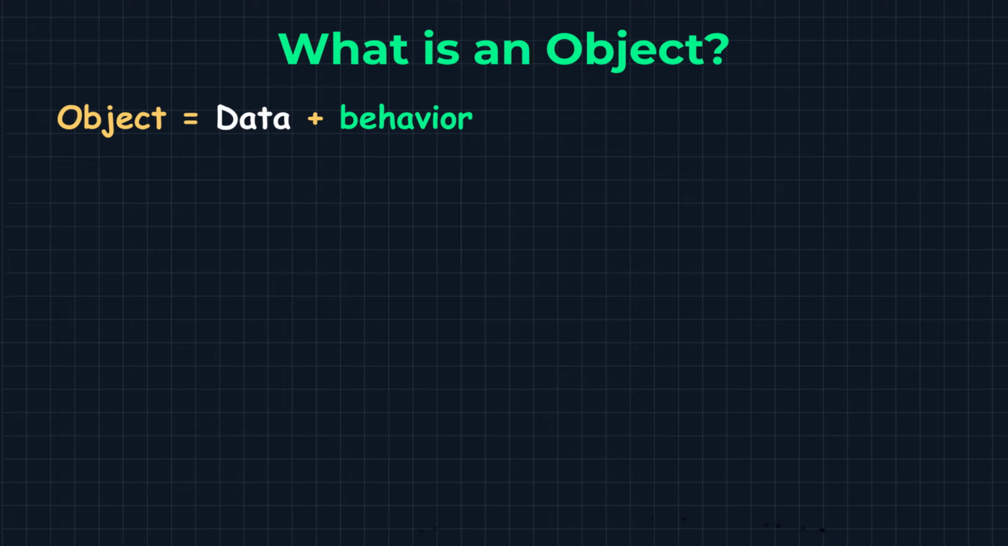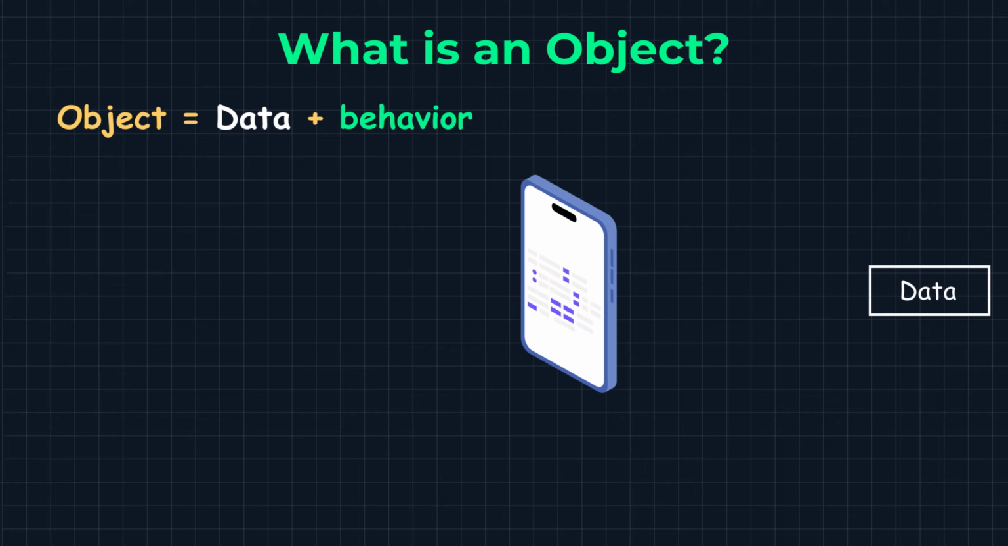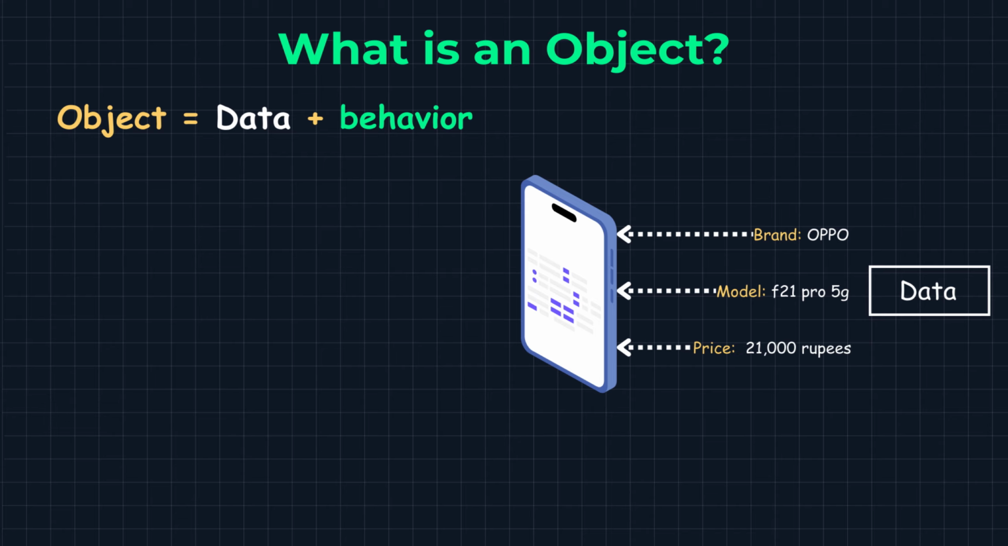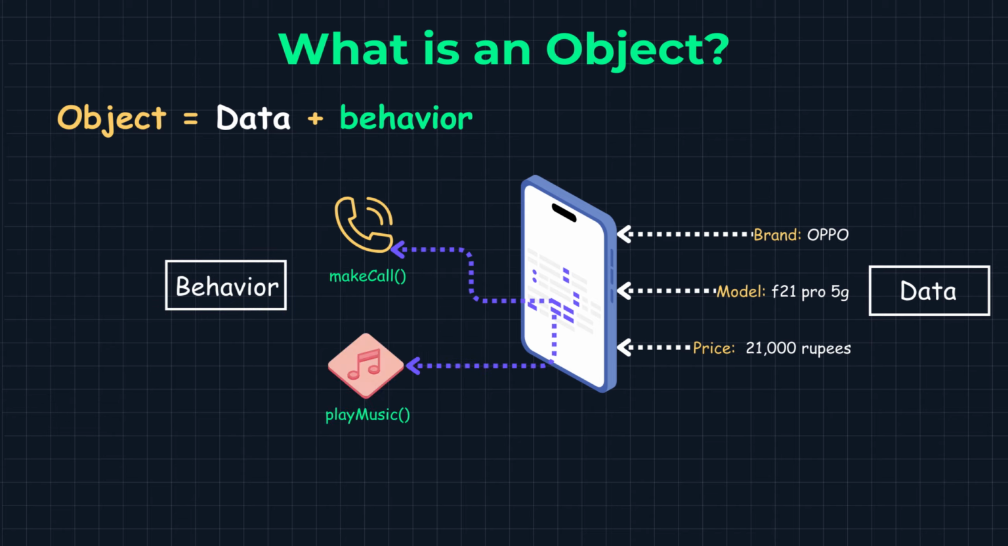Alright, let's break this down in the simplest way. An object in Java is something that holds both data and behavior in one place. Think about a phone. Its data could be brand, model, price. Its behavior, things it can do, like making calls, playing music, and taking pictures. In Java, we bring all of this together using something called an object. So instead of handling everything separately, we group it, just like in real life.